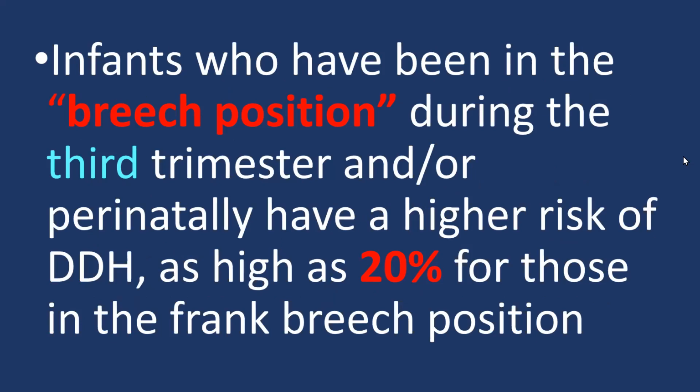Infants who have been in the breech position, يعني الإجرين presenting before the head, during the 3rd trimester and or perinatally have a higher risk of DDH, as high as 20% for those in frank breech position. يعني البريتش, the incidence of DDH is much higher than the vertex presentation. And the rotation of the hips in the breech position does not occur normally so as to form the acetabulum.